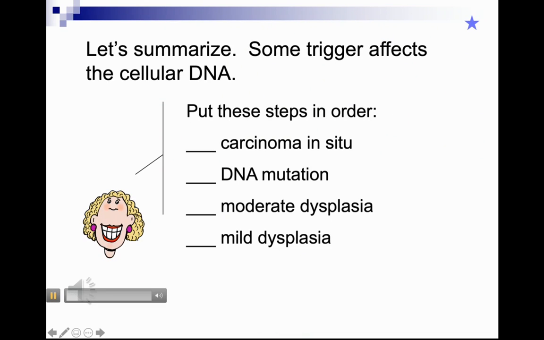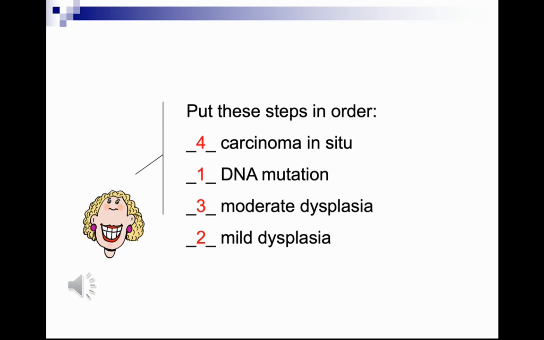Now let's do a review. Let's say some trigger affects the cellular DNA. Put these steps in order. When the DNA in the cell mutates, it may start out as mild dysplasia. About 1/3 of the cells are abnormal. That can progress to moderate dysplasia. About 2/3 of the cells are abnormal.